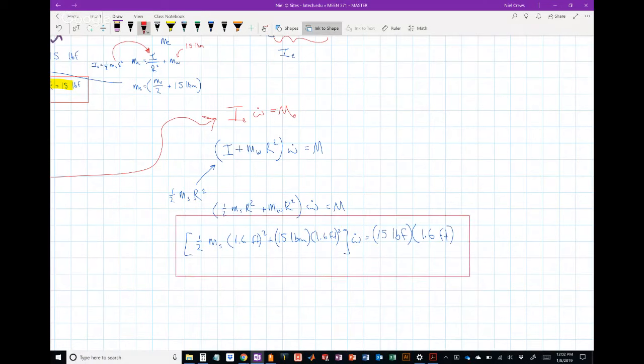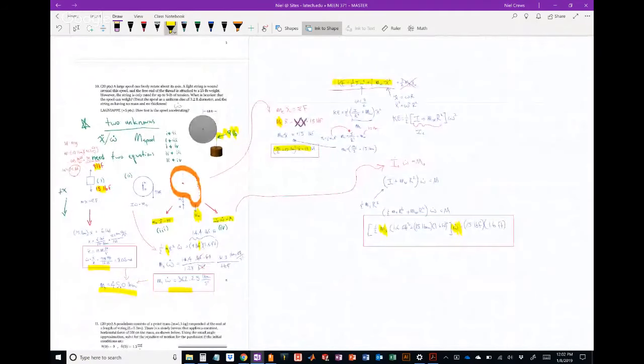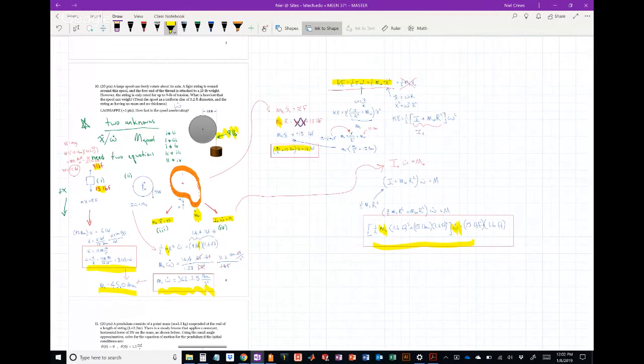Here's an equation. There are only two unknowns: the mass of the spool and this angular acceleration, and you can combine that however you'd like. You can use that equation with this equation. You can use this equation with this equation. You cannot use this equation with this equation.